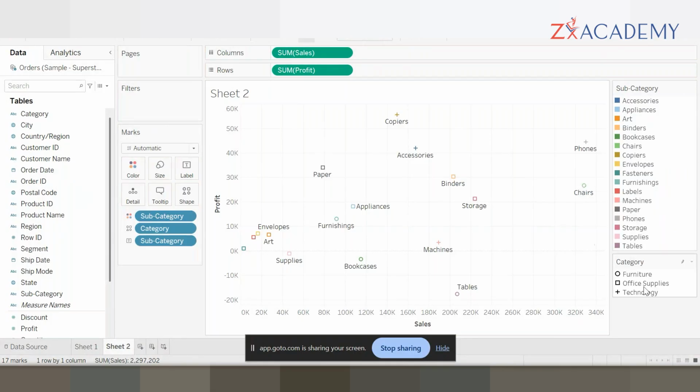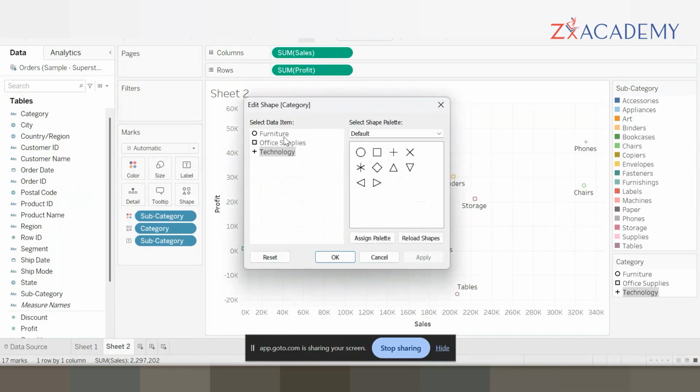The circles are nothing but your category, furniture. The plus sign is your technology. If you want to change the size of the shape, you can just go to this particular shape here, and instead of this hollow one, I can choose a filled shape, or an individual shape.